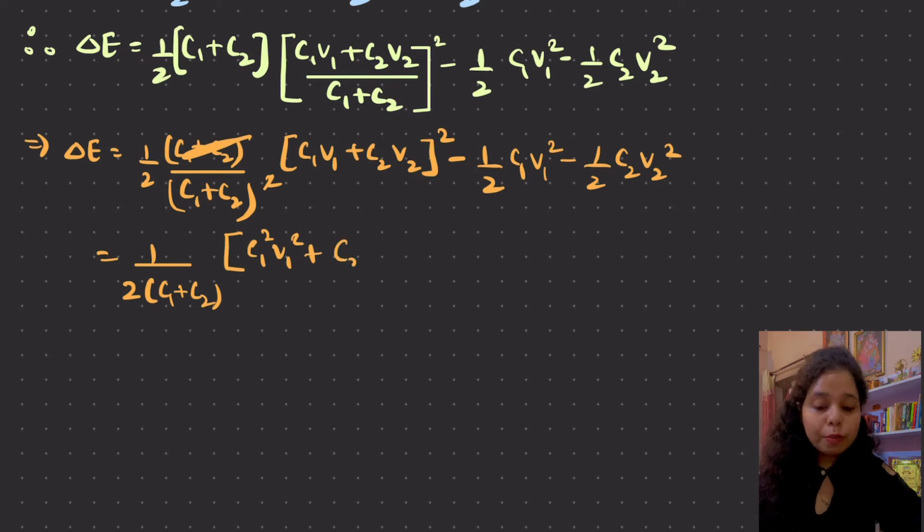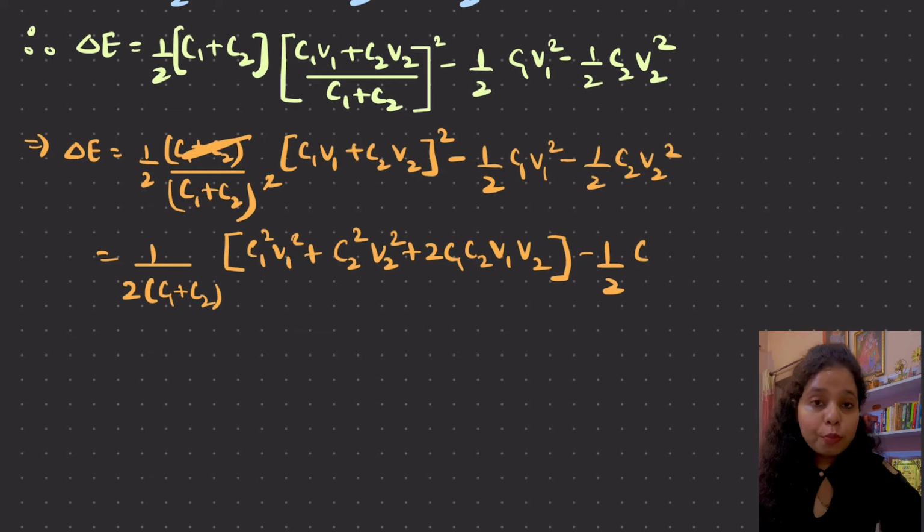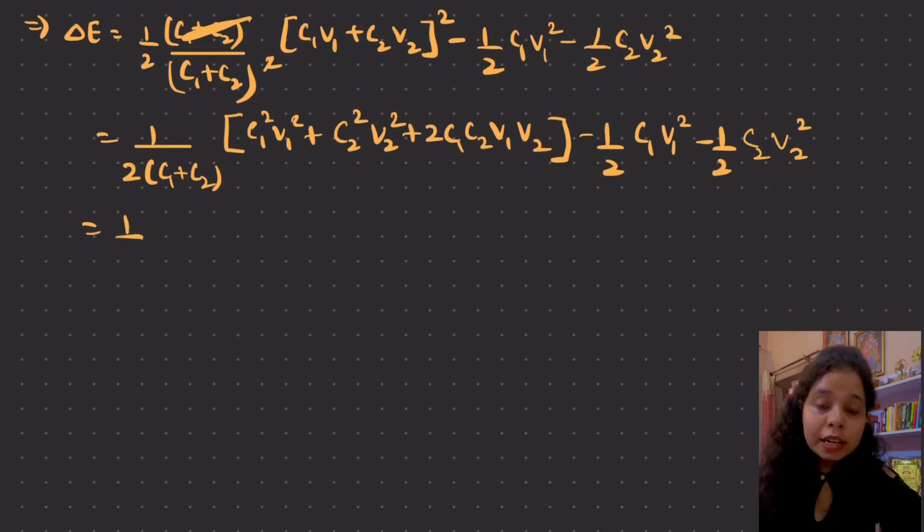I am just opening up the bracket, so plus half C2 square V2 square plus half plus 2 C1 C2 V1 V2. So it is just a formula, (A plus B) whole square, that is A square plus B square plus 2AB, and then rewriting minus half C1 V1 square minus half C2 V2 square as it is.